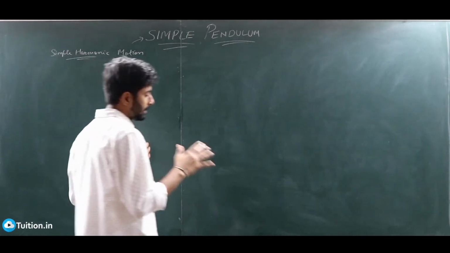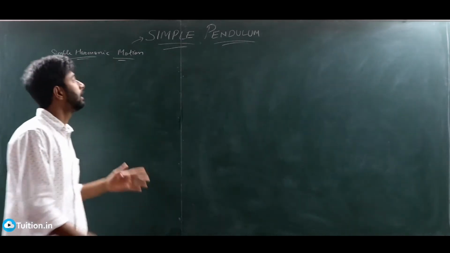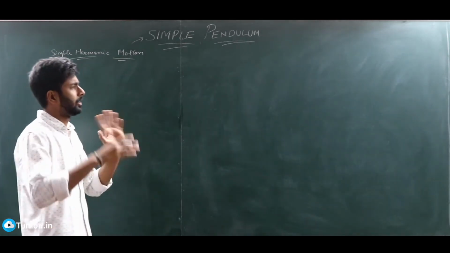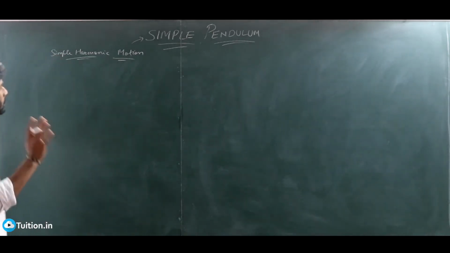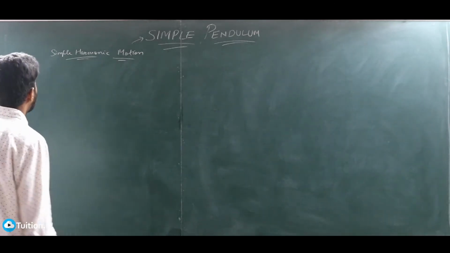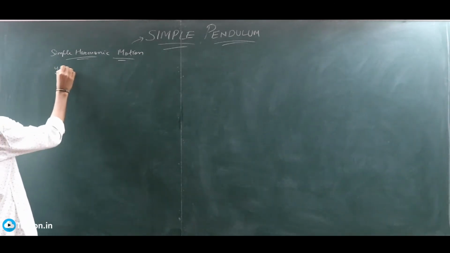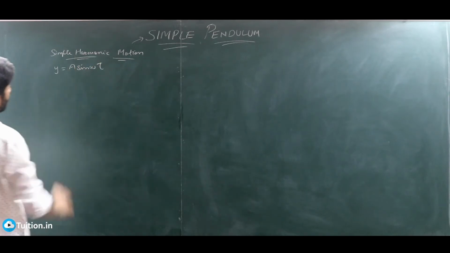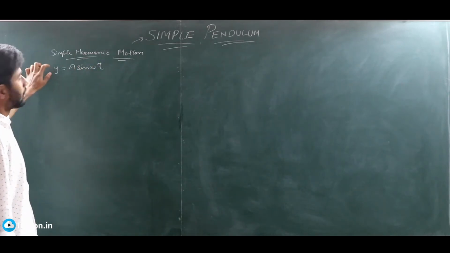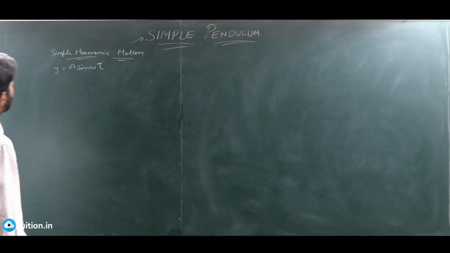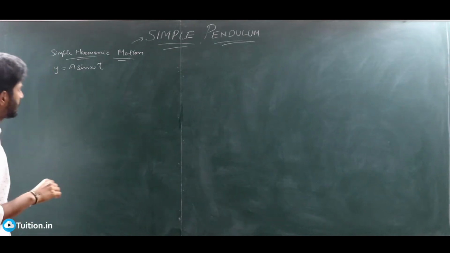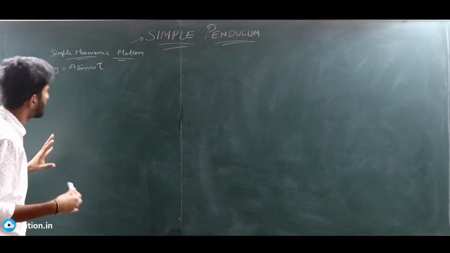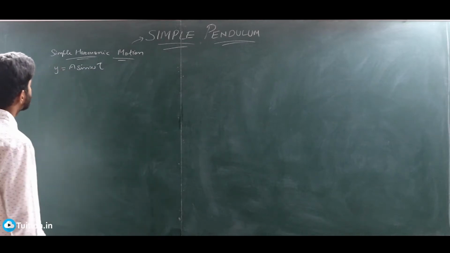In this particular session we will derive the formula for the time period of simple pendulum, and to do that we will use some basic concepts of simple harmonic motion, right? So I believe you would have seen this equation y equals A sine omega t, right? And you would know that this is the equation of a simple harmonic motion, right? So let's see how the motion of a simple pendulum is very similar to this equation that you are seeing right now.